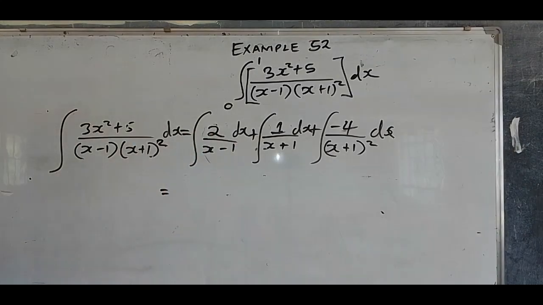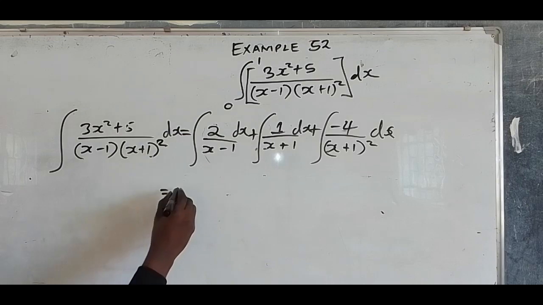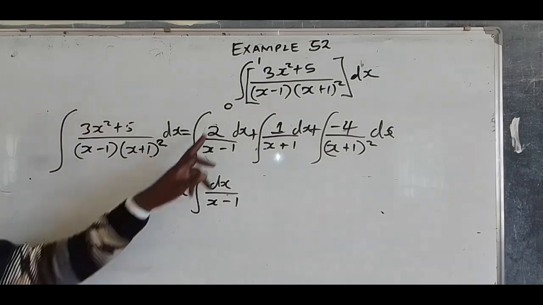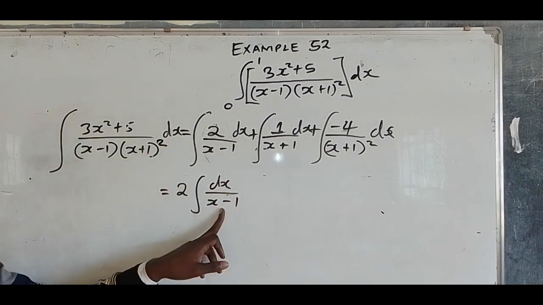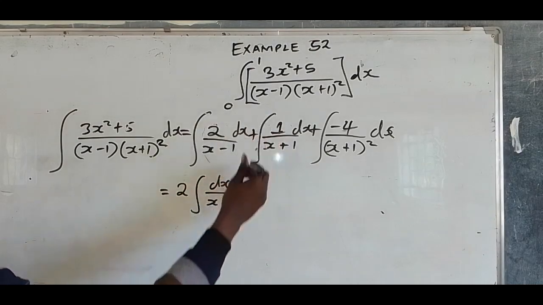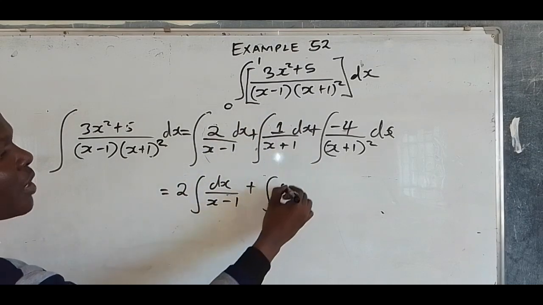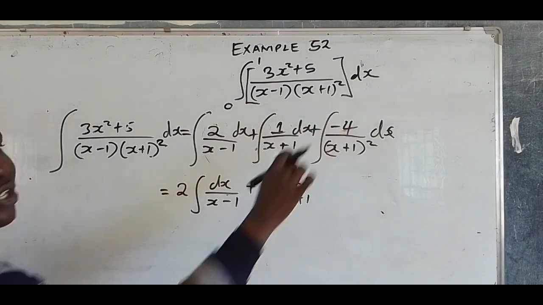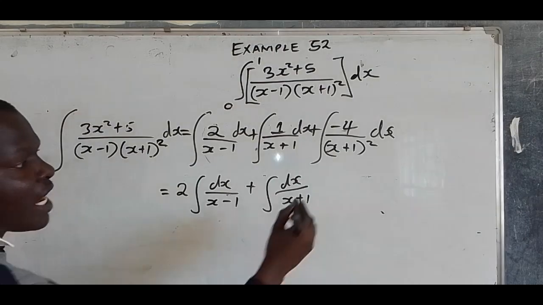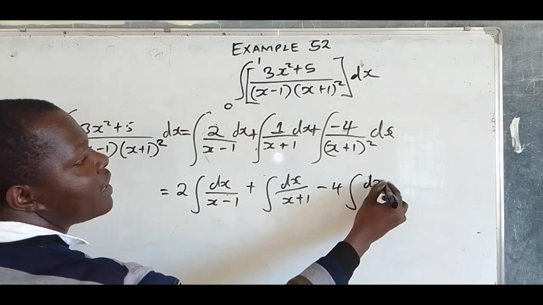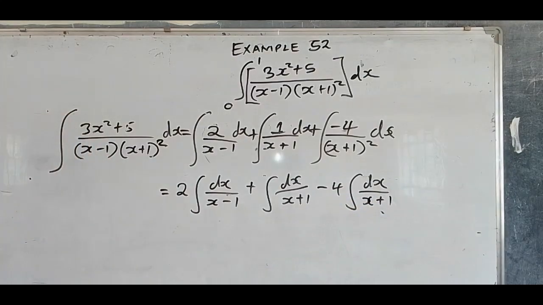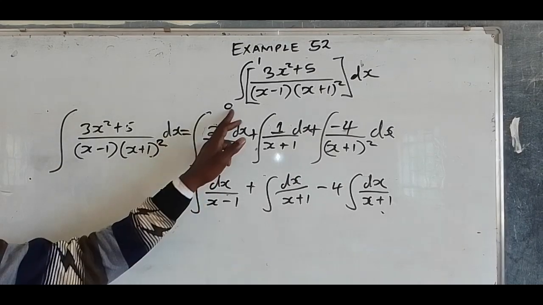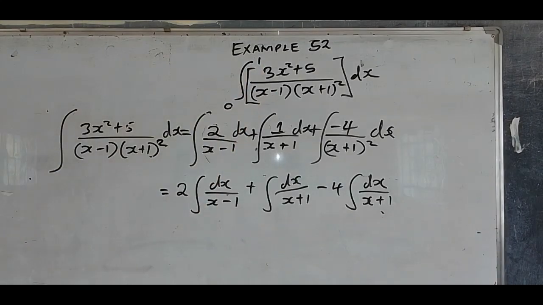This 2 is a constant you factorize outside the bracket, isn't it? So if you factorize 2 outside the bracket, here you remain with dx over x minus 1. See, you remain with dx in the numerator over x minus 1. Here, 1 is a constant, but 1 is silent, isn't it? See here you remain with dx over x plus 1. Then here you can see negative 4 is a constant you factorize outside, isn't it? So you get negative 4 integral of dx over x plus 1. Are we together? We are still evaluating the indefinite integral. Then later we'll put the limits after we are done with the integration process, okay?